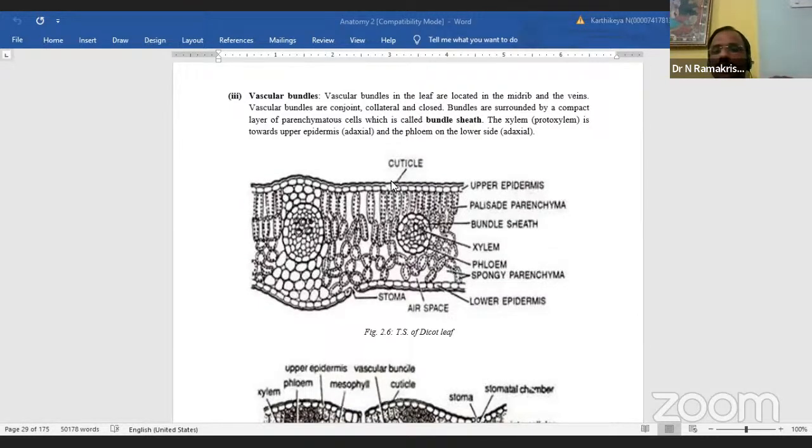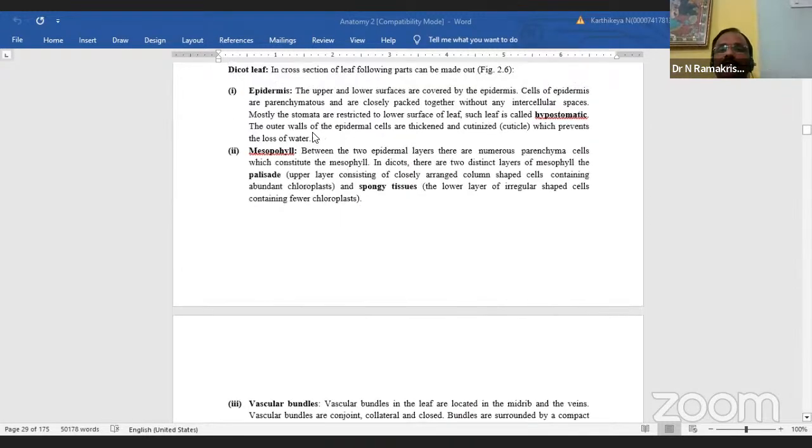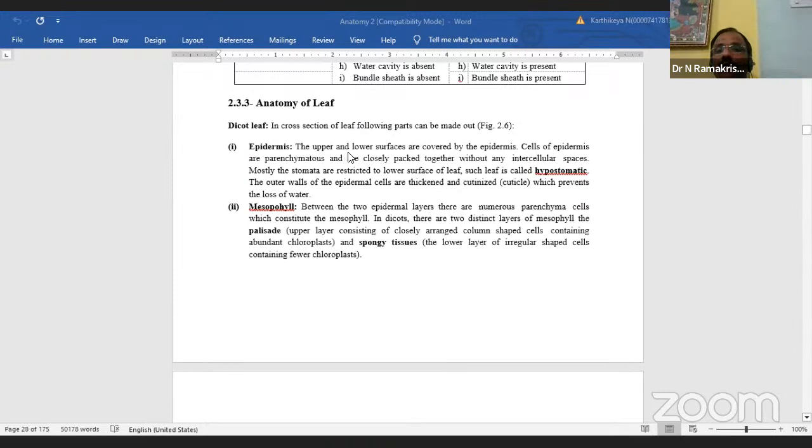In between these epidermal cells, you can see stomata. Above the stomata, we see a wax-like structure, which we call the cuticle. So this is the epidermis. See, the names are the same, but structurally different. That is important here. The upper and lower surfaces are covered by the epidermis. The cells of the epidermis are parenchyma, closely packed together without intercellular spaces.